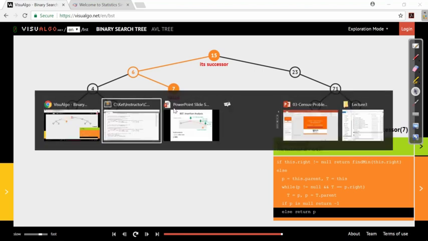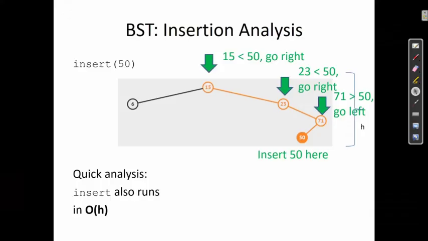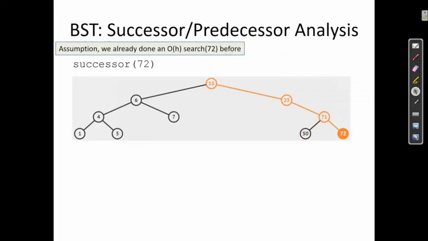Now let's go back to my slide. Analysis of successor and predecessor: what is the runtime? For example, I want to search for the successor of 72. Is there a successor of 72? 72 is actually the maximum value. So I start from 72 and go back, and there's no right turn at all. So you go until you hit the root and then you must stop. That's another stopping condition.